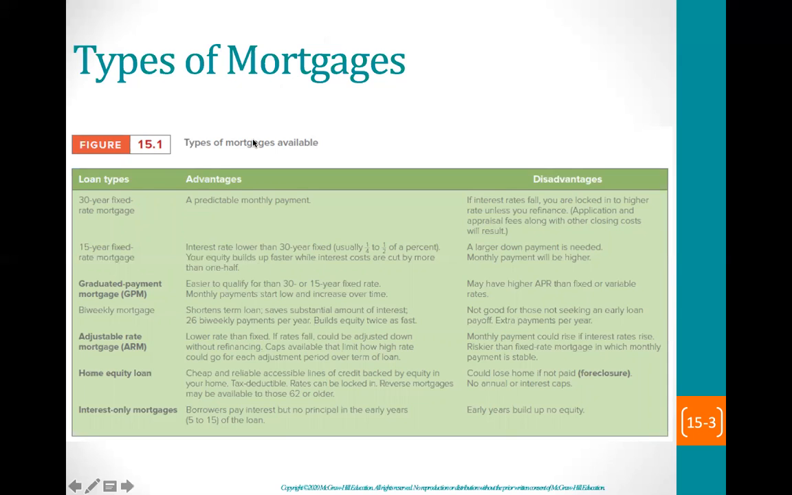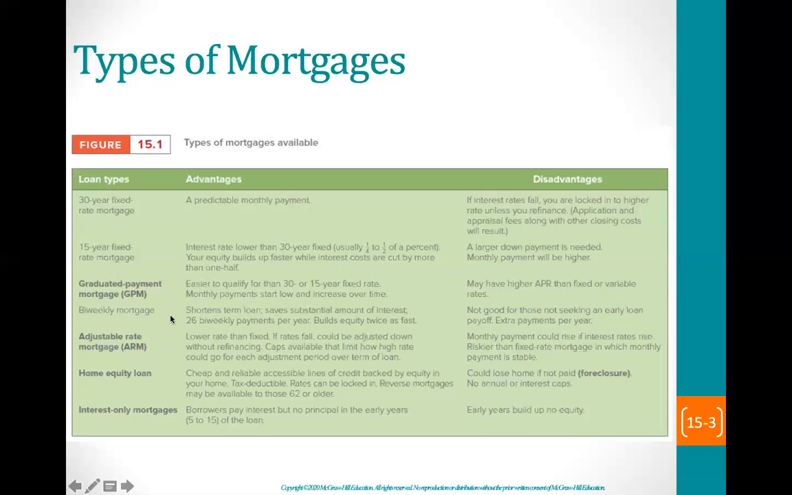The most common type of mortgage is the 30-year fixed rate mortgage. A 30-year fixed rate mortgage has a predictable monthly payment. The advantage of that is if interest rates go up, you're locked in at a lower rate. The disadvantage is if the interest rate falls, you're locked into the higher rate unless you refinance, and there are fees associated with refinancing. A 15-year fixed rate mortgage is the same in that the monthly payment is fixed, but the interest rate is normally lower, but your payment is also higher and a larger down payment is needed. So you build up equity faster because you're not paying as much interest in a 15-year mortgage.